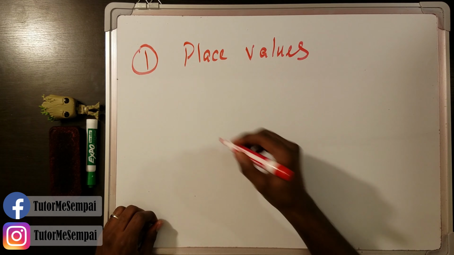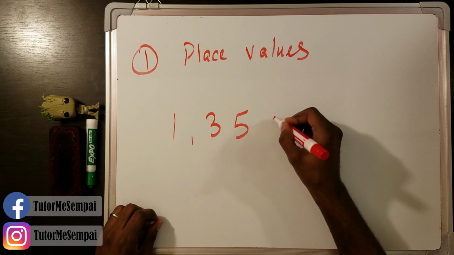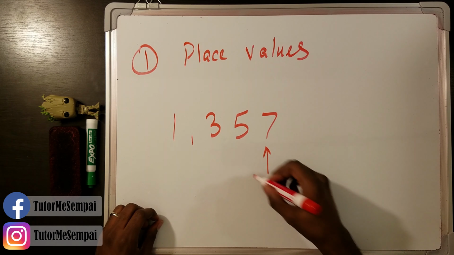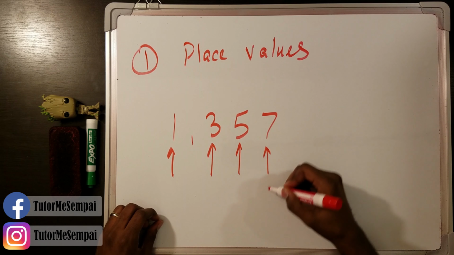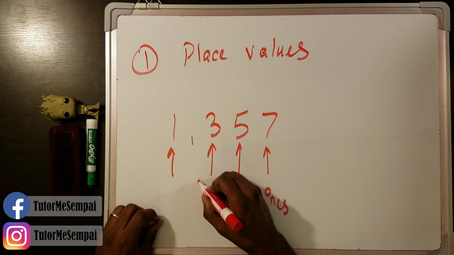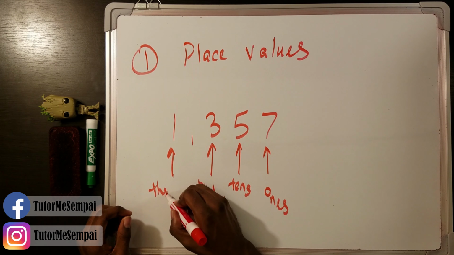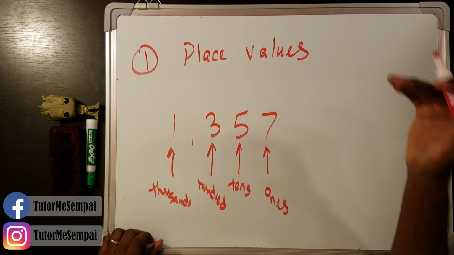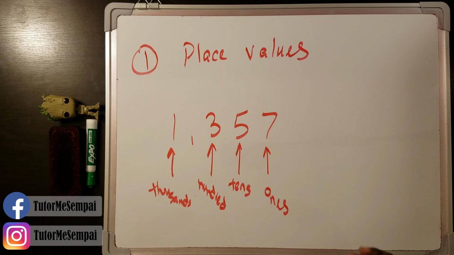What I mean by that is, let's say we have this number, 1,357. Understanding your place values means that you know what each digit is. This would be the ones place, this would be the tens place, the hundreds place, and the thousands place. And you can keep going. So knowing our place values will help us structure things in a more accurate way.